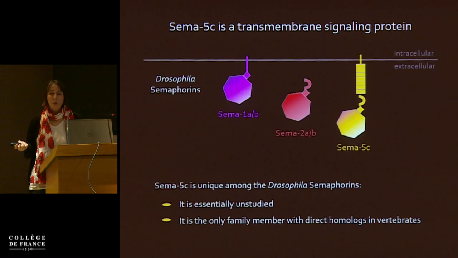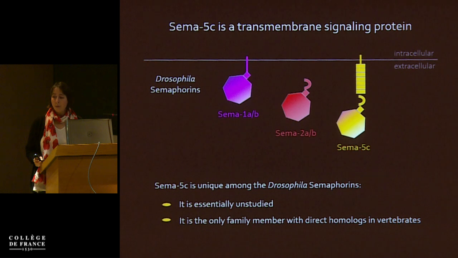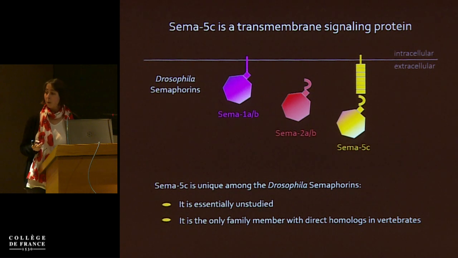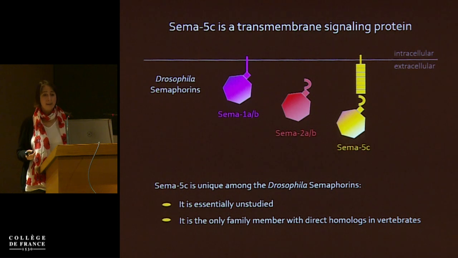Sema5C is one of 3 classes of semaphorins found in Drosophila. Whereas the fly community has spent a great deal of time looking at the class 1 and class 2 semaphorins, Sema5C is essentially unstudied. This is somewhat surprising because among the fly semaphorins, this is the only protein that has direct homologs in mammals. The other 2 classes are in fact insect-specific. So we saw this as a real opportunity to start to identify the function of a relatively understudied protein.